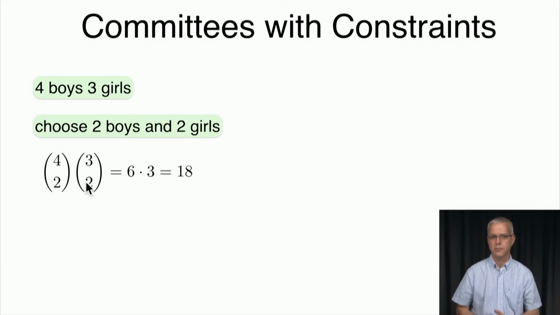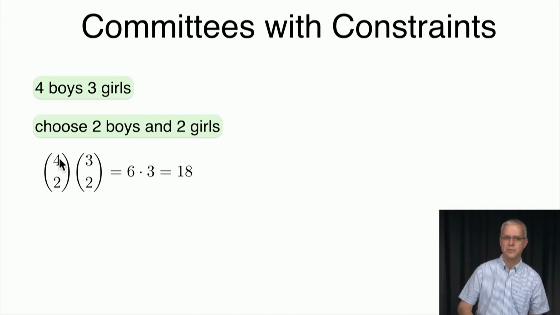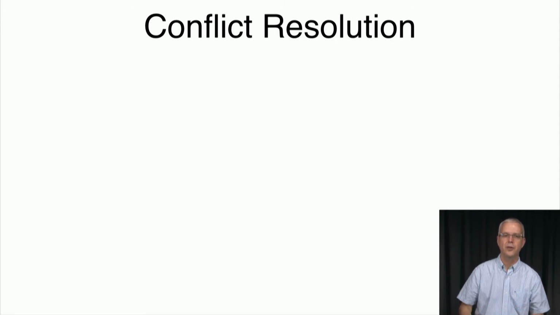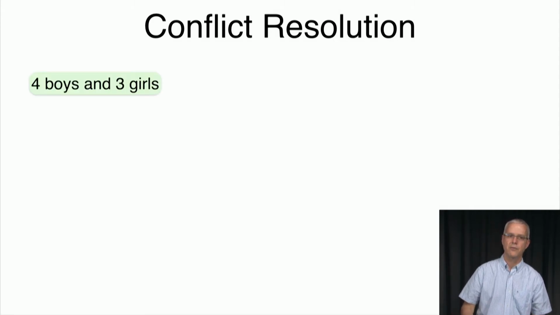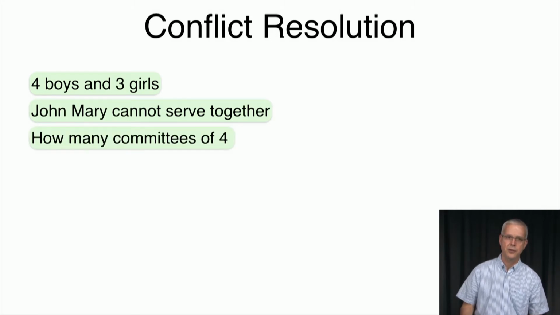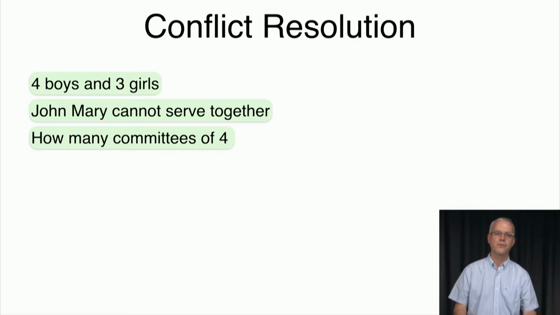Now what we want is the 2 boys and the 2 girls. So by the product rule, the number we need is going to be the product of these 2 numbers. Now 4 choose 2 is 4 factorial divided by 2 factorial times 2 factorial. So 4 factorial is 24 divided by 4, which is 6, and 3 choose 2, as we saw, is 3. So this number is going to be 18. Of course, we'll need to resolve conflicts on the committee. So again, if we have 4 boys and 3 girls, but John and Mary refuse to serve together, how many ways can we now form a committee of 4?